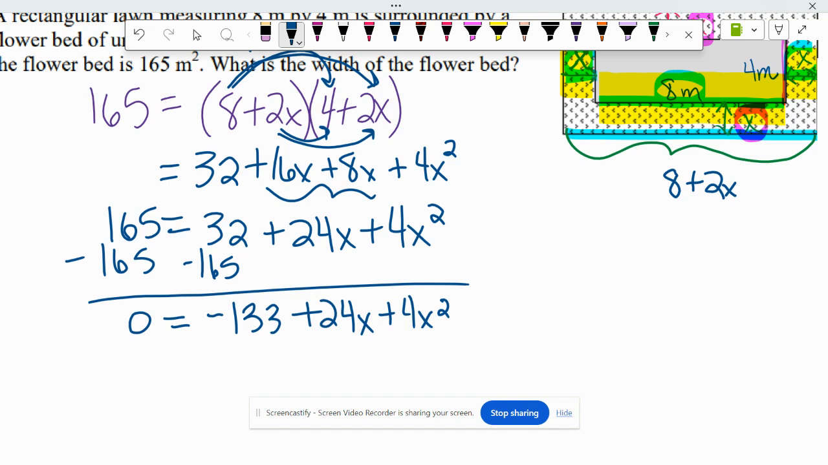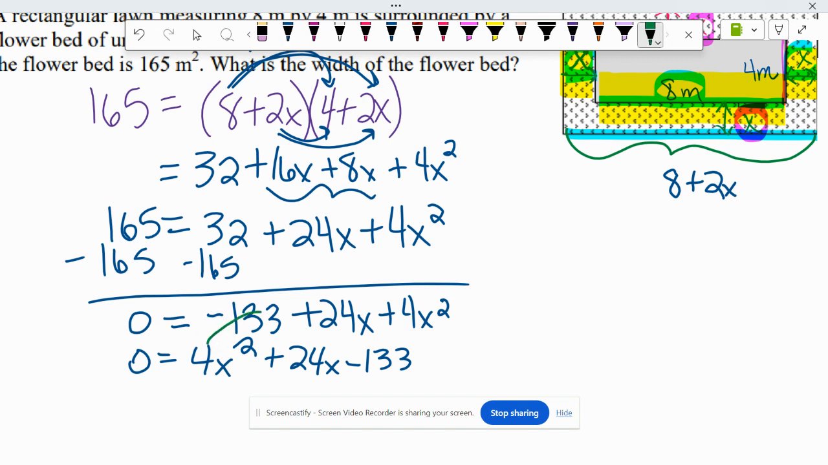Not yet. It's got to be in standard form. Do you guys remember what standard form is? Standard form, what comes first? The 4x squared has to come first. So we have to rewrite this. We just have to change the order. So we still have 0 equals, but we have 4x squared plus 24x minus 133. Now we can slide and divide. Now we can solve this.